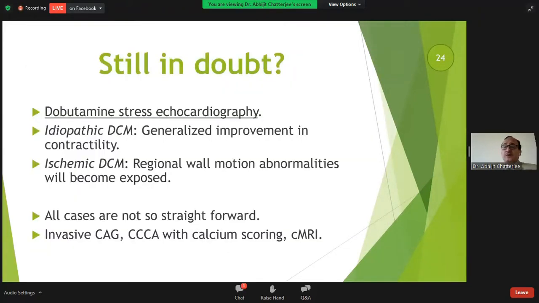There are times when the clinician is still in doubt because it is important to know whether the patient has got viable myocardium, whether there are stenosis. And if there is stenosis, the patient deserves revascularization. So for that, we use dobutamine stress echocardiography. In idiopathic dilated cardiomyopathy, there is generalized improvement in contractility. Of course, the contractility does not become normal, but then it becomes more than what there was in the resting state. And in ischemic dilated cardiomyopathy, the regional wall motion abnormalities will become exposed.